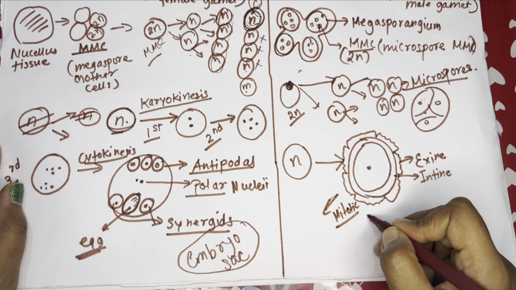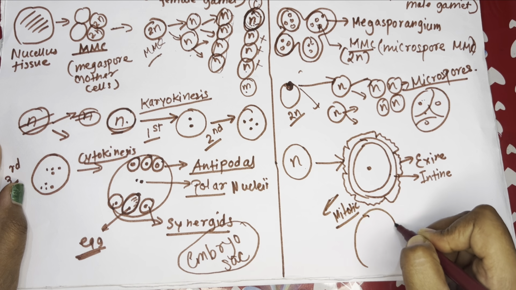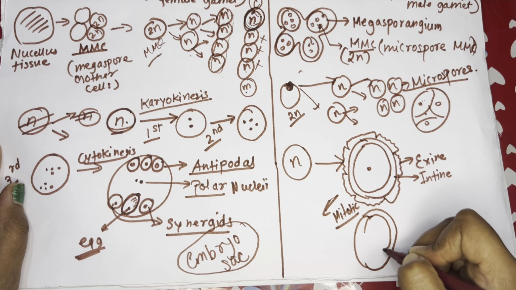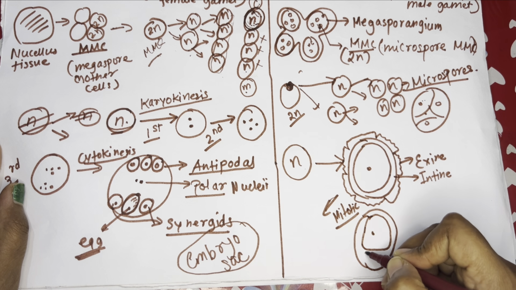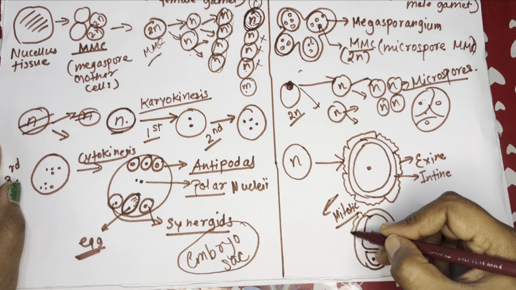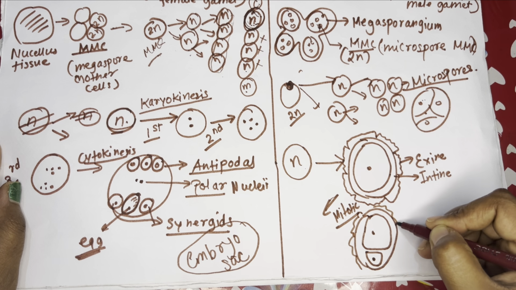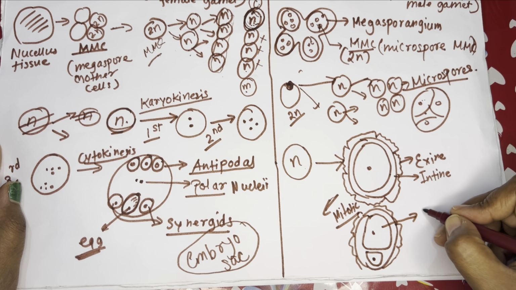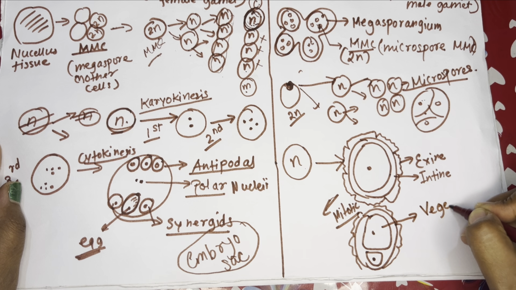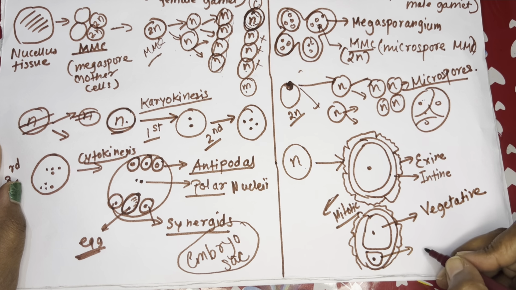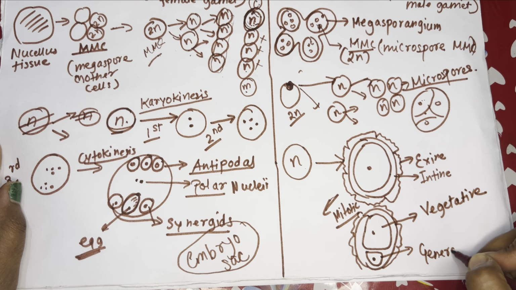As a result of this mitotic division, what will happen? We'll get 2 cells. One bigger cell and the other one will be the smaller cell. Okay, then again intine and exine will be present. I am drawing it roughly this time. This bigger cell will be called the vegetative cell. And the smaller cell will be called the generative cell.